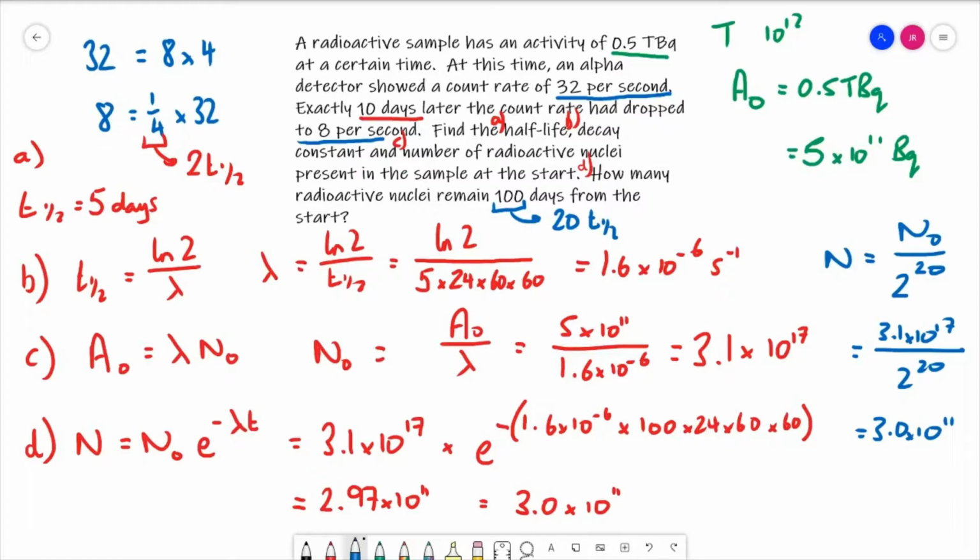That method will obviously work very well for any number. It doesn't have to be an integer. It's up to you which one you use. I mean, the brute force and ignorance way is probably the better way of doing it if you aren't confident with doing it using powers of 2 and all that kind of stuff. So if you're not confident, I would go for N equals N naught e to the minus lambda t. If you are really confident, then you can have a go at using your powers of 2 there.